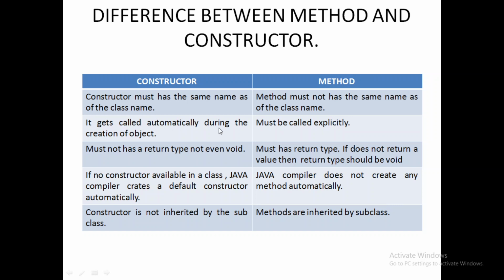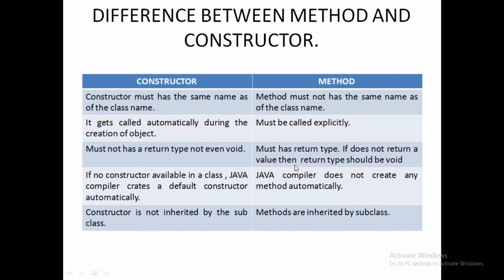A constructor gets called automatically during the creation of an object, which we have already seen in the previous example. We need not call the constructor. It gets automatically called during the creation of the object, but a method needs to be called using the object name and the dot operator. That we have also seen. A constructor must not have a return type, not even void, but a method must have a return type.